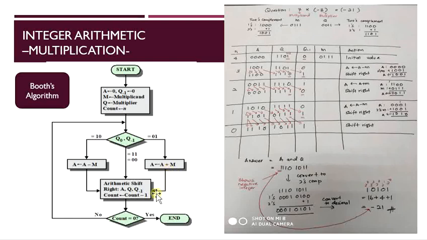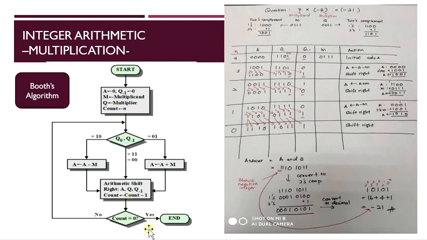Alright, and then you need to do the arithmetic shift right for the A accumulator, Q register, and Q minus 1. Sorry, this one Q0 and Q minus 1. And the count, which is N, needs to be decreased by 1. So you do the arithmetic shift right for the A, Q register and Q minus 1 register, and after that you need to minus 1 for the count, or for the N.